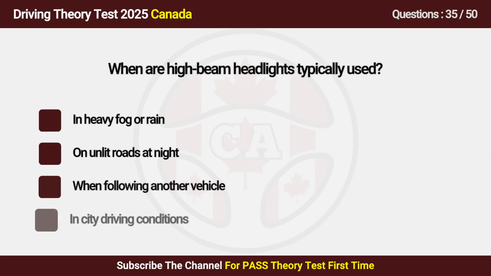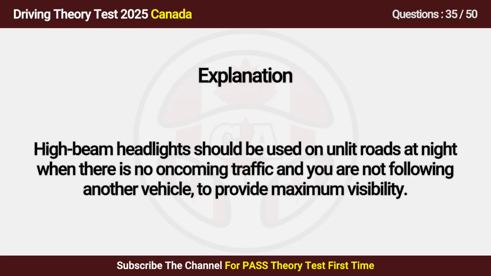Question 35. When are headlights typically used? A. In heavy fog or rain. B. On unlit roads at night. C. When following another vehicle. D. In city driving conditions. Answers is B, on unlit roads at night. Headlights should be used on unlit roads at night when there is no oncoming traffic and you are not following another vehicle, to provide maximum visibility.